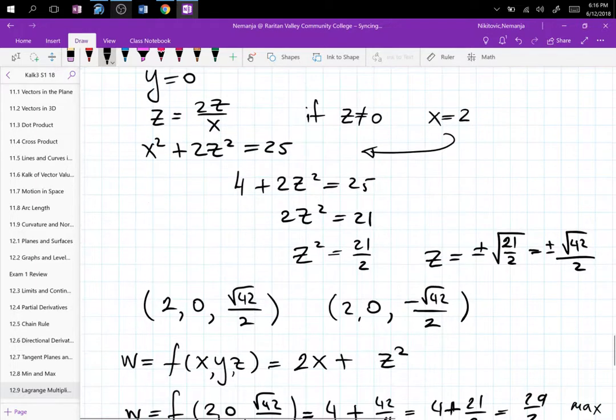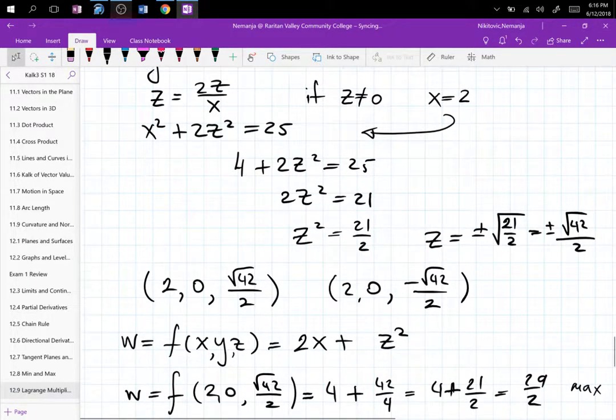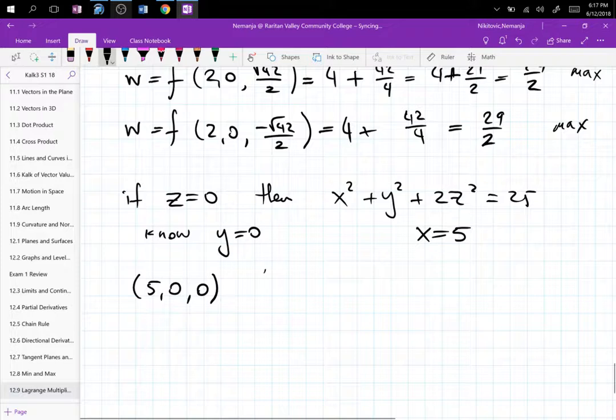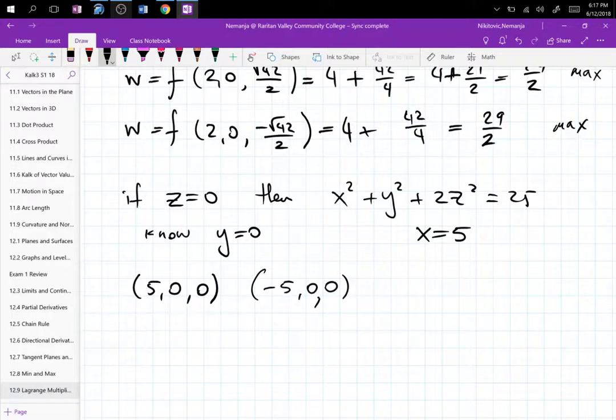So the entire problem here was under the condition that z is not 0, because we have to divide by z over here. We divide both sides by z and then we calculate that x is 2. So we made the assumption that z is not 0. Now if I assume that z is equal to 0, I can't get anything out of this equation because 0 equals 0. But I can get stuff out of the g equation: if z is 0 and we know y is 0, then x is plus or minus 5. So I have these 2 points to consider now.